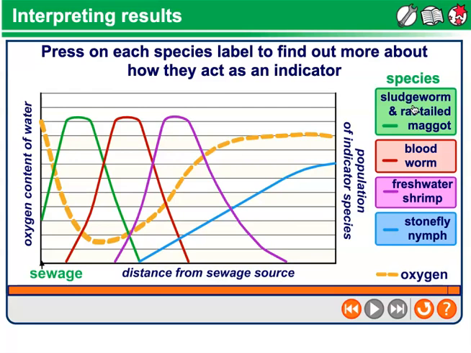So for example, closer to the sewage treatment area, we may have a large amount of sludge worm and rat-tailed maggots. A little bit further away, a larger population of bloodworms. A little bit further away, a larger population of freshwater shrimp. And then as our oxygen levels increase, we may see larger populations of stonefly nymphs.